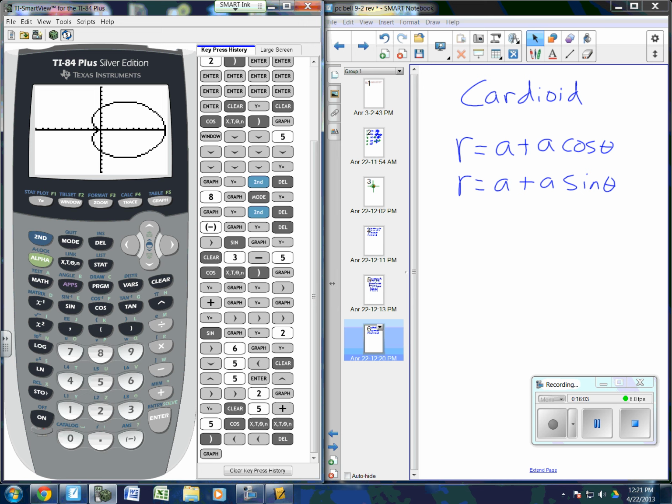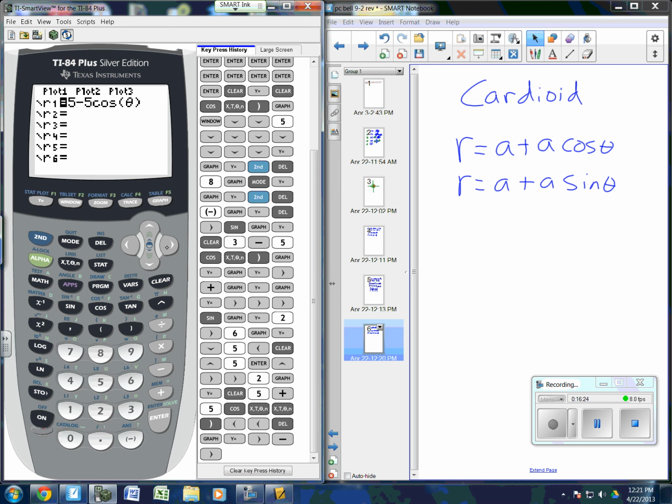Okay, any questions there? Okay, how would I move that? How would I make this one down here, you guys? How would I make it down on the negative x-axis? 5 minus what? That's exactly right. 5 minus 5 sine, and you would get a cardioid that looks like a pumpkin or an apple.